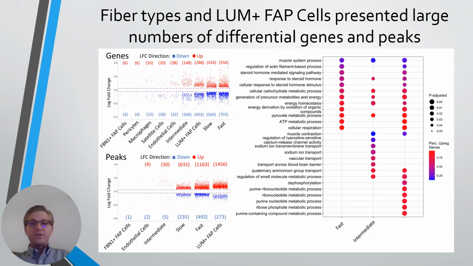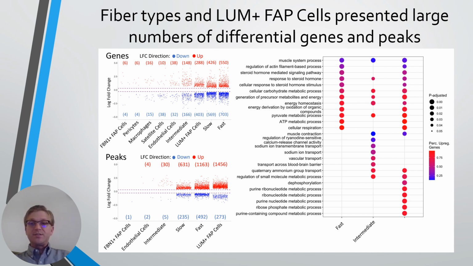Differential analysis of pre versus post-acute exercise revealed considerable populations of differential genes and peaks for fiber types and LUM-positive FAP cells. Approximately half of differentially expressed genes, or DEGs, were shared by fast and slow fiber types, while each fiber type presented unique differential signatures as well.